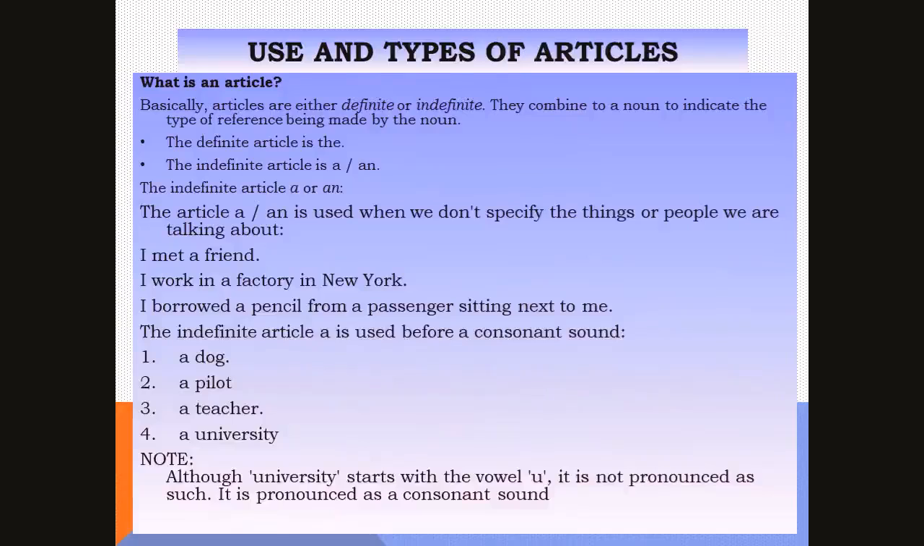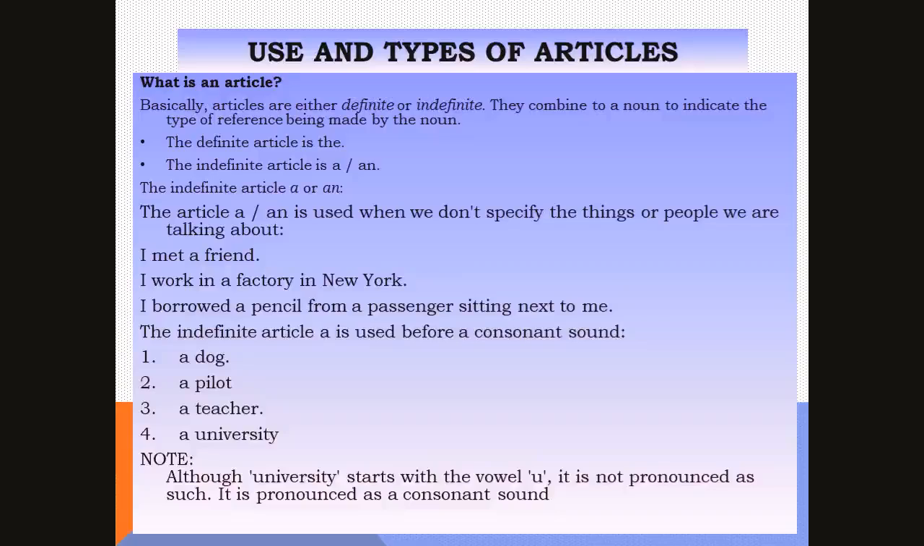Use and types of articles. I already told you what articles are: a, an and the. There are two types of articles, one is definite and another is indefinite. They combine with a noun to indicate the type of reference being made by the noun. The definite article is the and the indefinite articles are a and an.